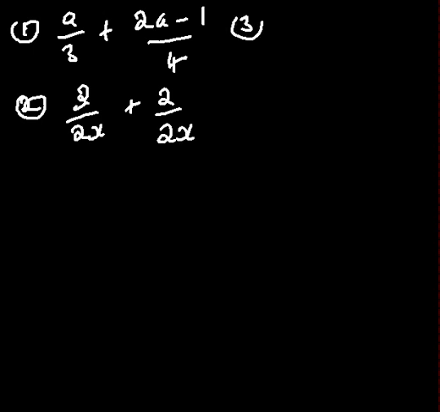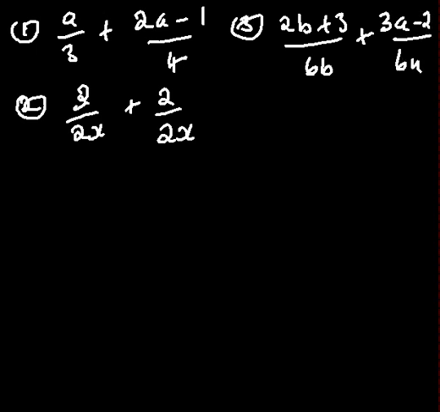And let's say we have this other case, which is, let's say 2b and plus 3, divided by, let's say 6b, and which is plus, let's say 3a minus 2 divided by 6n. How do you think you can have this?